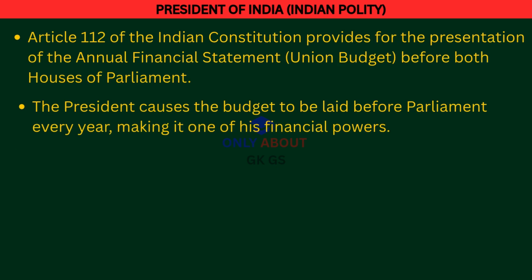Article 112 of the Indian Constitution provides for the presentation of the annual financial statement before both Houses of Parliament. The President causes the budget to be laid before Parliament every year, making it one of his financial powers.